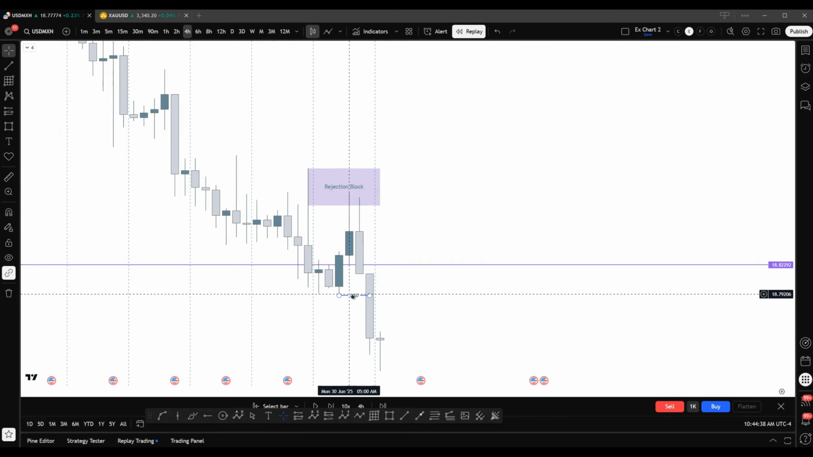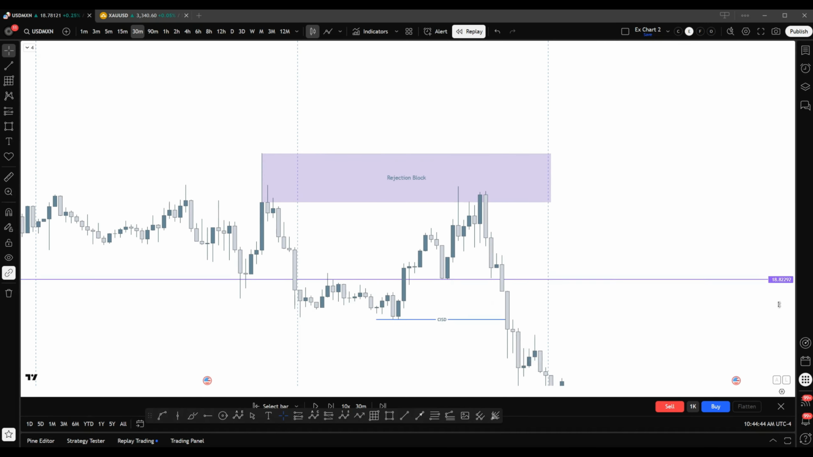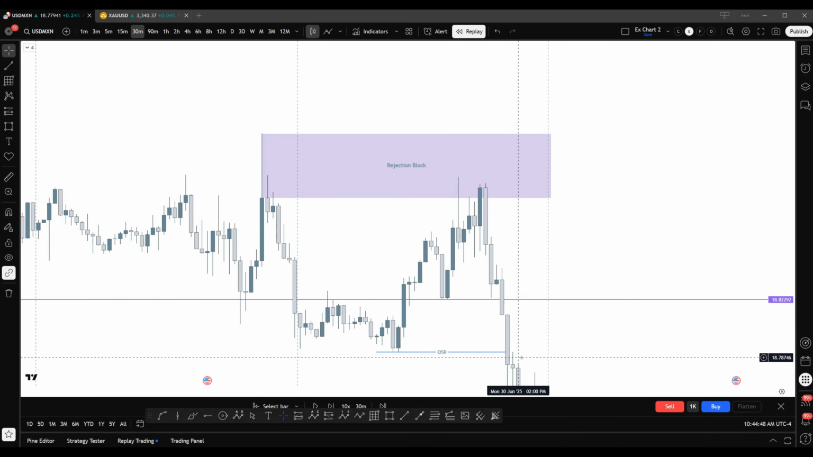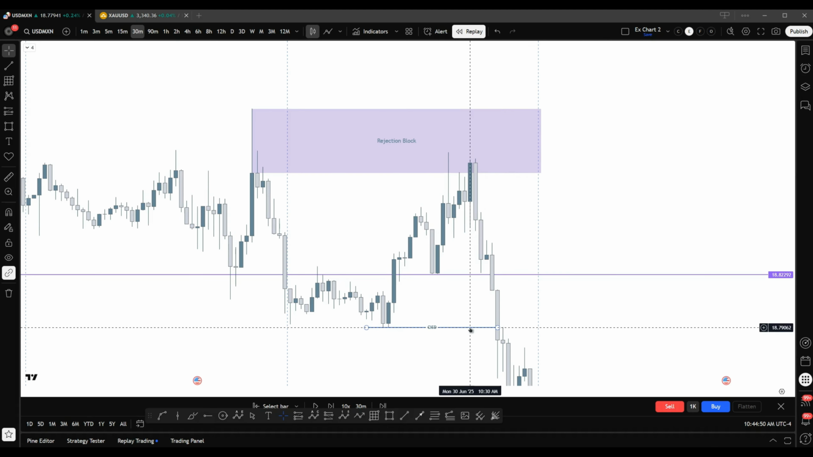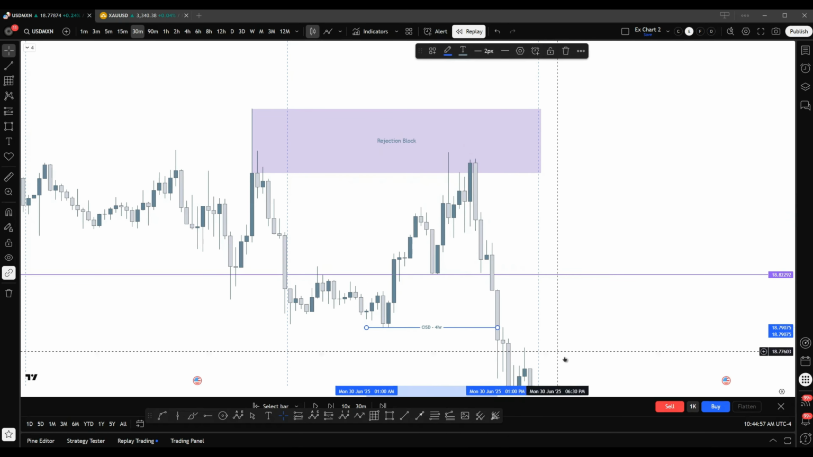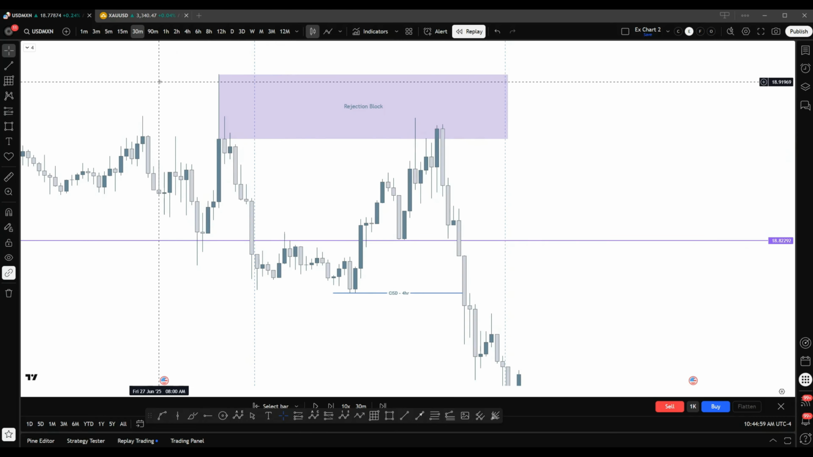We mark this low up for a future change in state of delivery. We go down to the 30-minute. Price comes up here, taps into a rejection block, starts going down, and then we have what? That change in state of delivery from our 4-hour higher time frame context. Okay, cool. So now let's go down to the 5-minute.